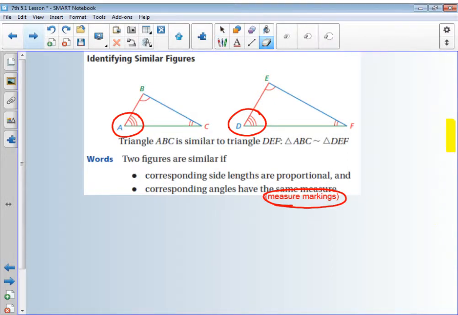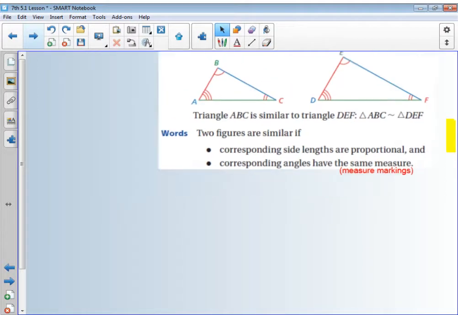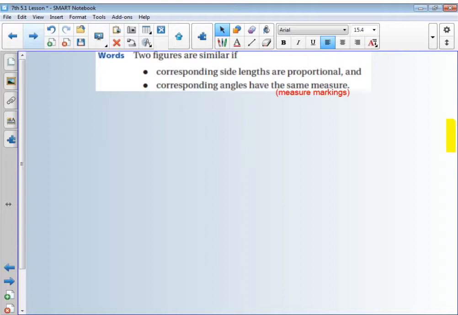Okay, so let's go ahead. I always like to start with the angle measures myself, because usually that's the easiest to check. So I'm going to leave that up there so that we're able to see that.